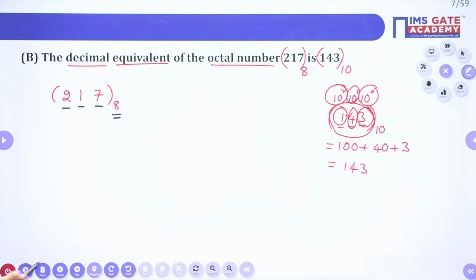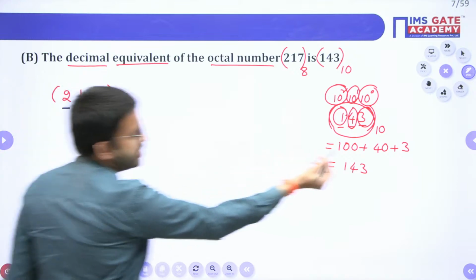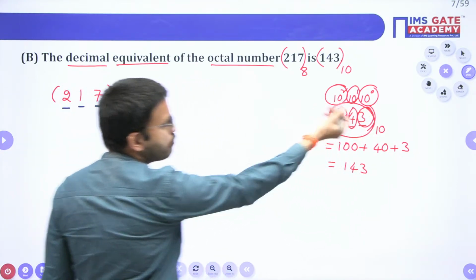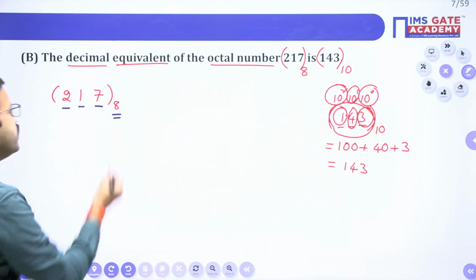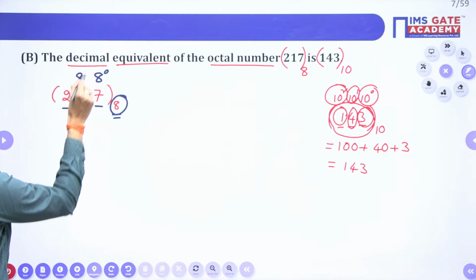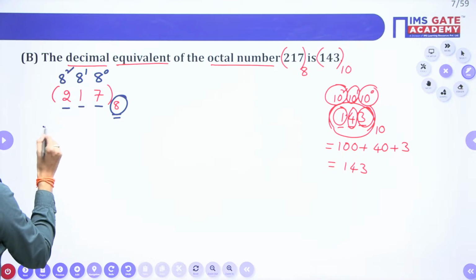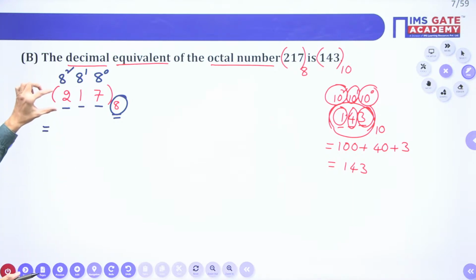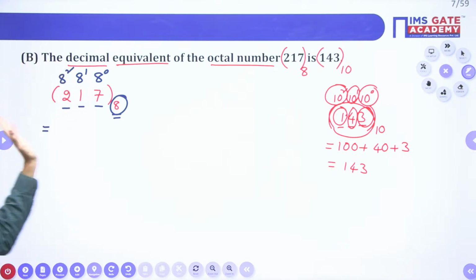Yes, very good, Kundan. Here the base is 10, that's why the positional weights are in powers of 10. In the same way, here the base is 8, that means the positional weights will be in powers of 8. Now multiply the respective digit with the corresponding positional weight and then add.